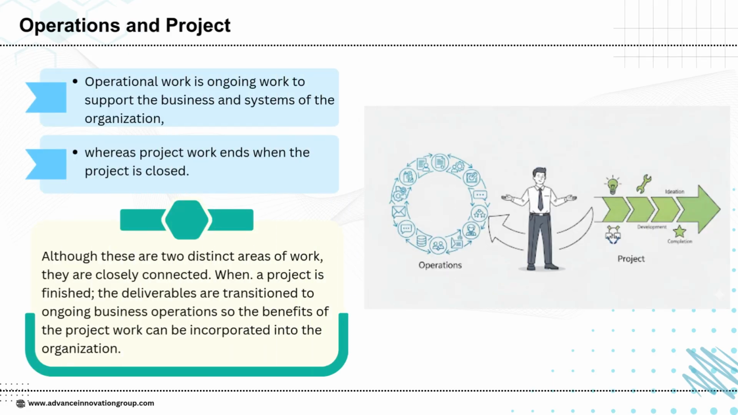The relationship between operations and projects. Operational work is ongoing and ensures that the business and its systems continue to function effectively, while project work is temporary and comes to an end once its objectives are achieved. Although they are different in nature, both are closely linked.